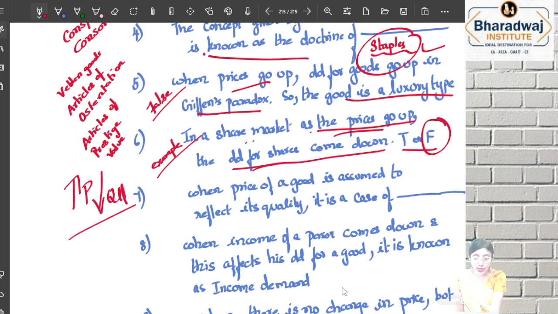When the price of a good is assumed to reflect its quality, it is a case of price delusion. Higher price means good quality. It's a delusion. It need not be so. So the answer is price delusion.